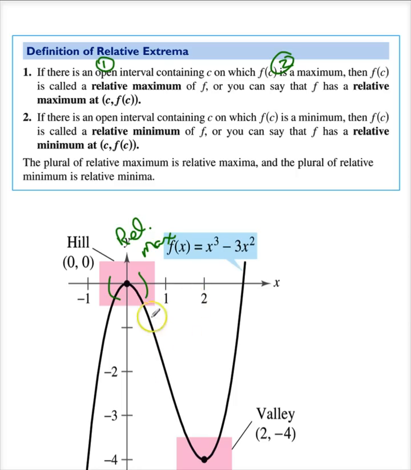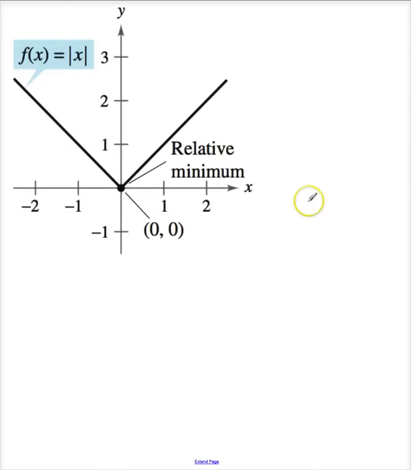Similarly, if you have an open interval containing c, where f of c is a minimum, then you have a relative minimum. Let's look at a couple of functions that we know have relative maxes and minimums.